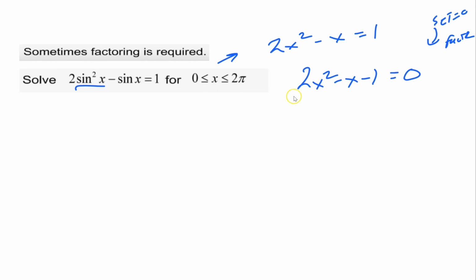Now we got to factor that. Again, I don't care how you factor it. I tend to factor it this way. Find the two things that multiply to get negative 2 and add to get negative 1. Negative 2x and positive 1x. Plug it in for the middle.